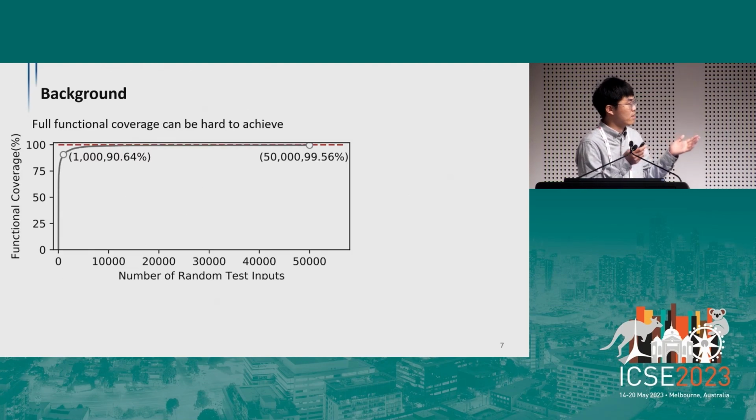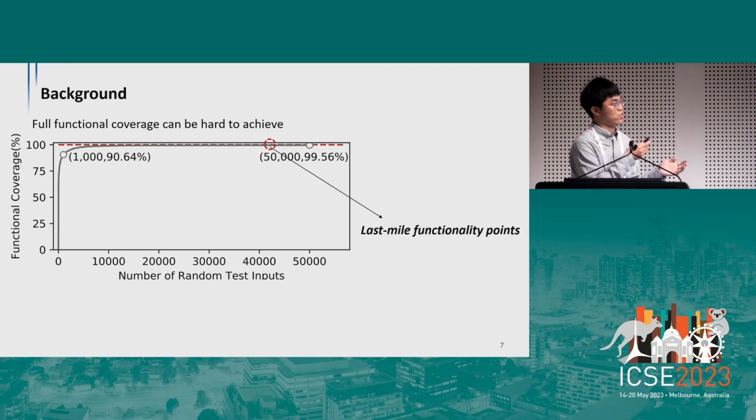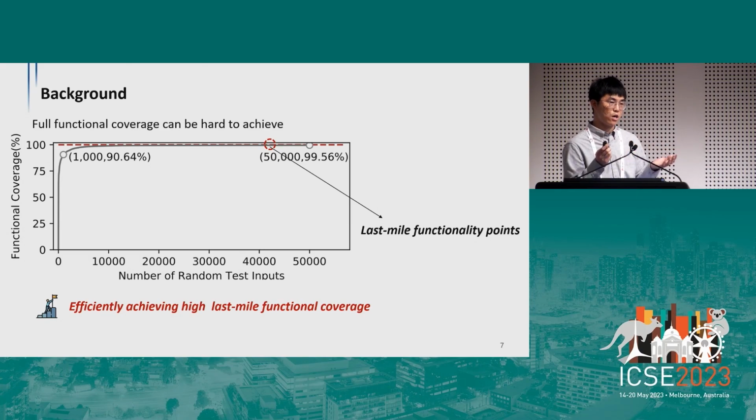For example, covering the last 10% of functionality points can take most of the testing time, and we call such hard-to-cover functionality points the last mile functionality points. And the ultimate goal of CDI testing is to efficiently achieve high last mile functional coverage.